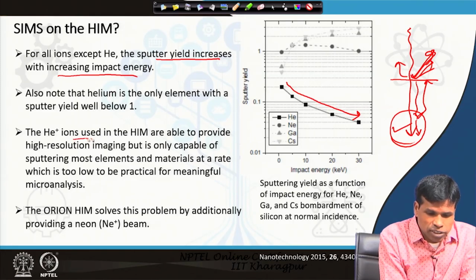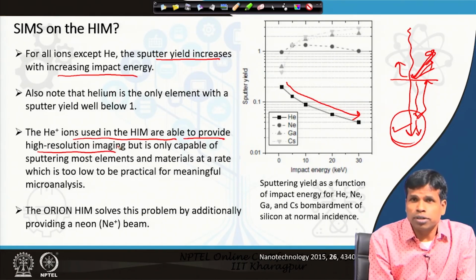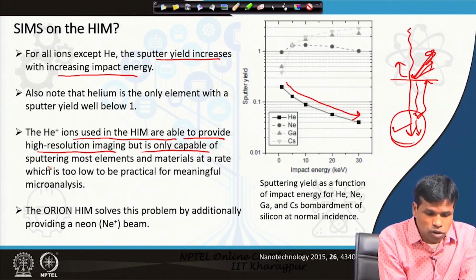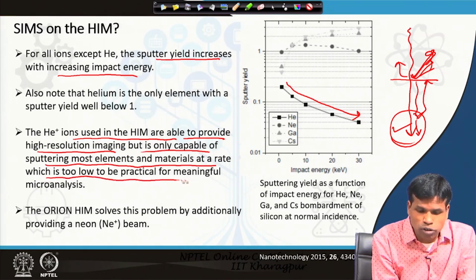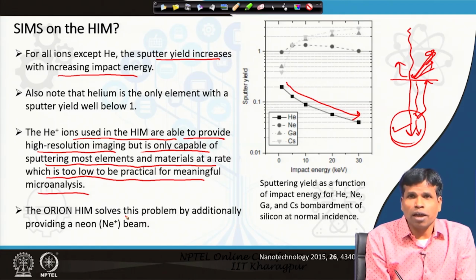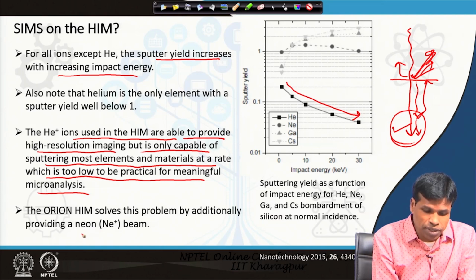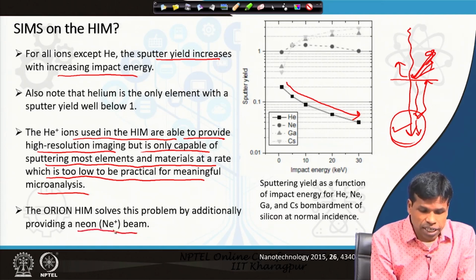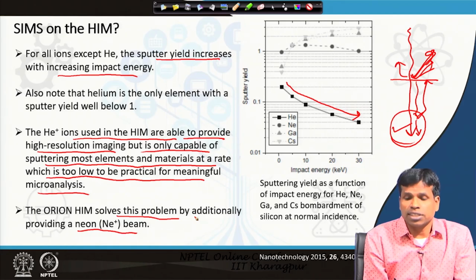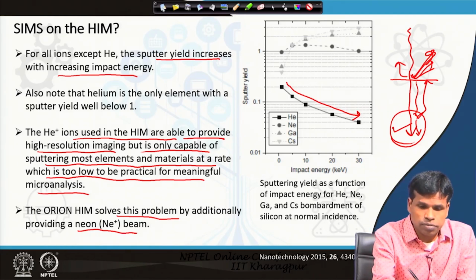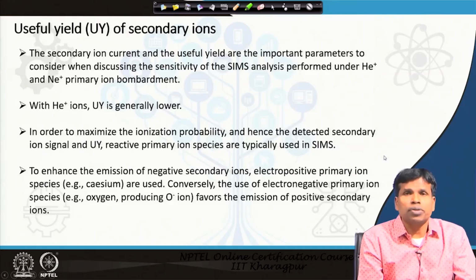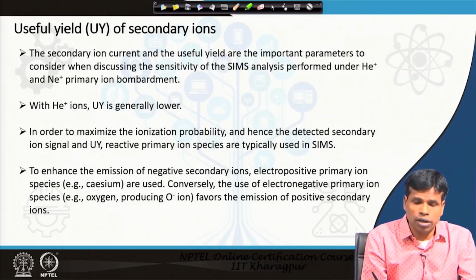Therefore, helium ions used in the helium ion microscope are able to provide high resolution images, no doubt, because they have a smaller interaction volume. The signal comes from very near the surface, but it is only capable of sputtering most elements and materials at a rate which is too low to be practically meaningful for microanalysis problems. So, our helium ion microscope should have another source with heavy ions such as neon. Neon can be incorporated into the helium ion microscope to make this composition analysis practically possible. For composition analysis, therefore, our helium ion microscope should be attached with a neon or heavy ion source.